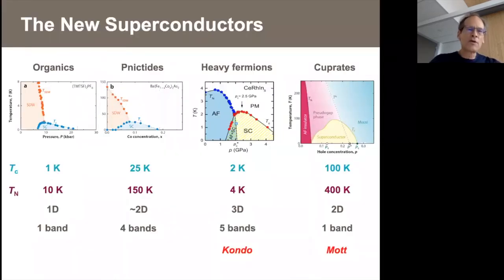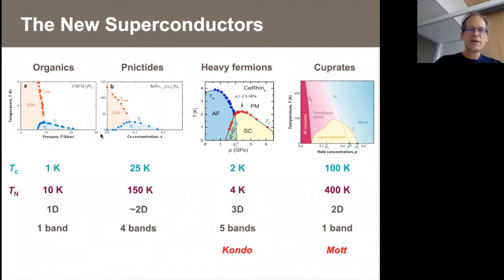Before I start with the cuprates, let me step back and look at the broader landscape of unconventional superconductors. These are superconductors where the pairing is believed not to come from electron-phonon interaction, as in the usual superconductors like aluminium or niobium or lead. There are four major families of these newer unconventional superconductors: organics, the iron-based superconductors, the so-called heavy fermions, and the cuprates.